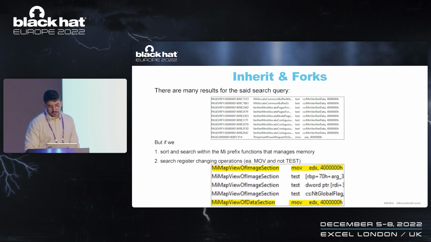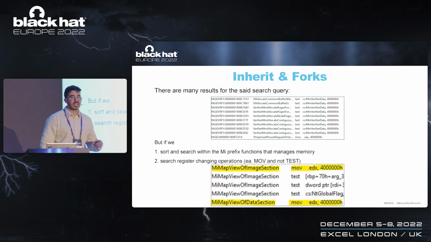When I search this, I get a ton of output, a lot of locations that use this value because it's a very generic value. Some of these places are not even code in my search query. But I can sort it. If I sort this search query to search only in areas that are Mi-prefix functions that manage memory in the NTOS kernel, and only operations that are not test but mov that actually use this flag and set this flag, I found 2 interesting hits: MiMapViewOfImageSection and MiMapViewOfDataSection, that actually set this value to a newly created allocation. So I'm going to check how. I'll reverse these two areas.